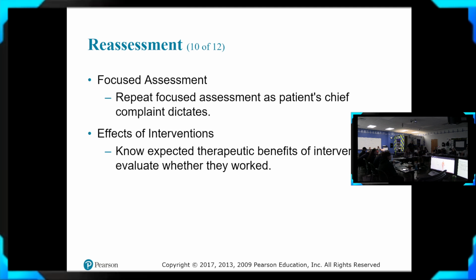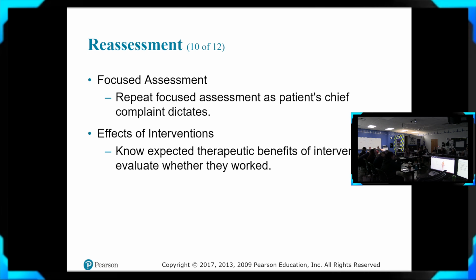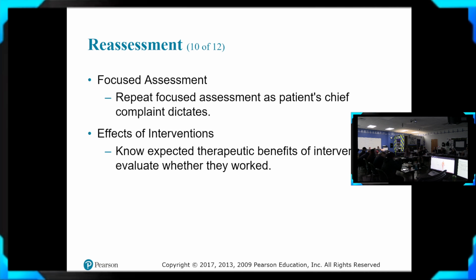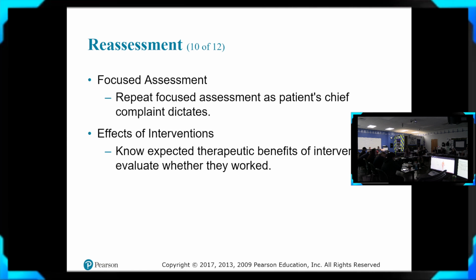Focused assessment: we are just focused on what that patient's treatment plan dictates. If a patient says, hey, I'm fine minus my broken wrist, are we going to do a head-to-toe on a broken wrist typically? We might initially check just to make sure that's not a distractor, but after that we're focusing on the patient's wrist and the things that go along with it.